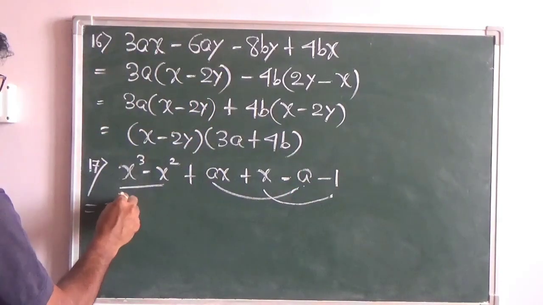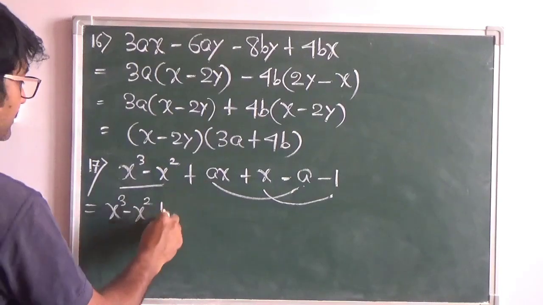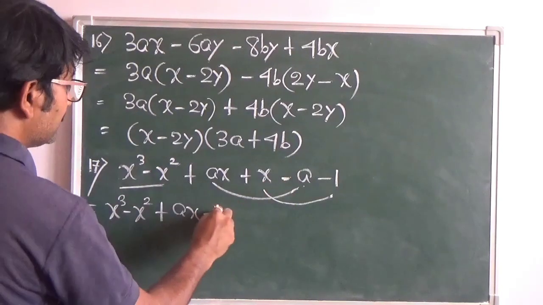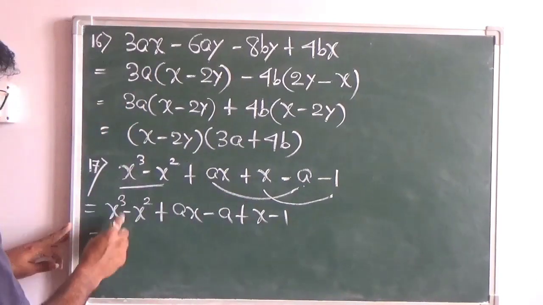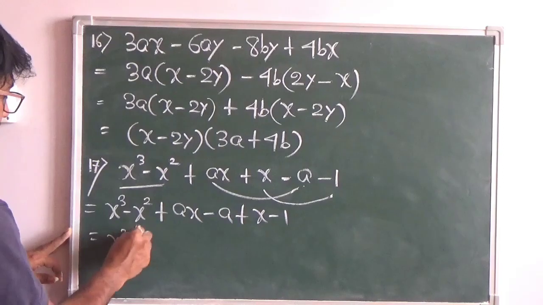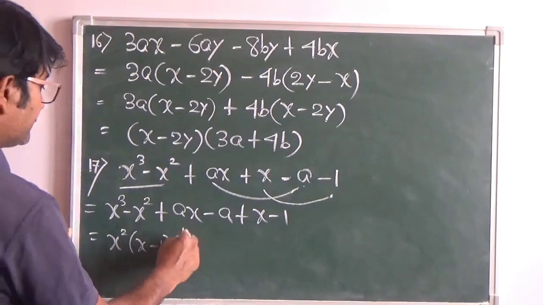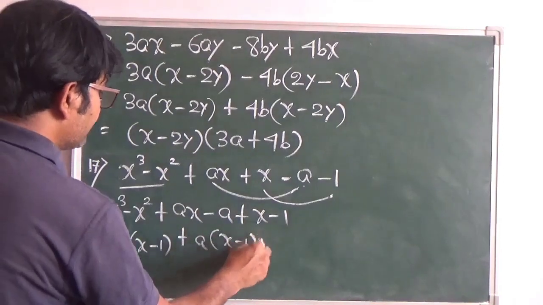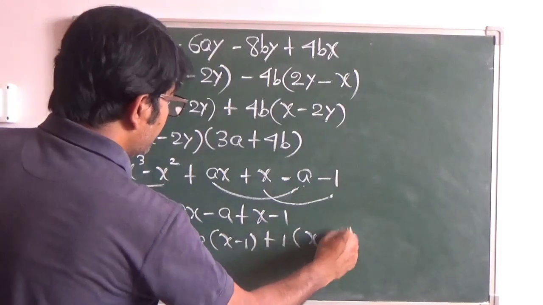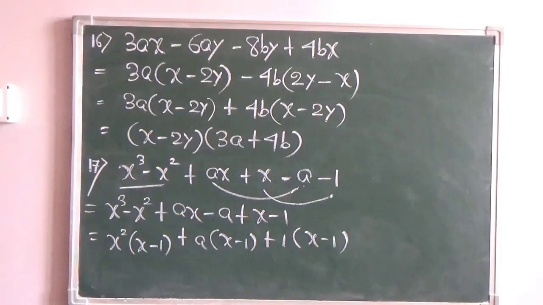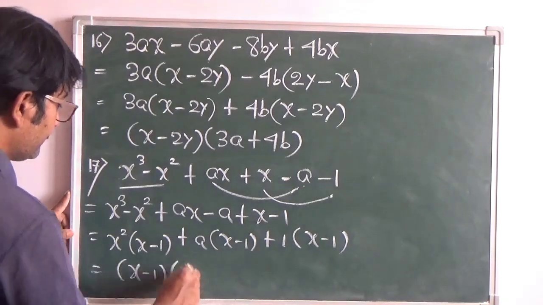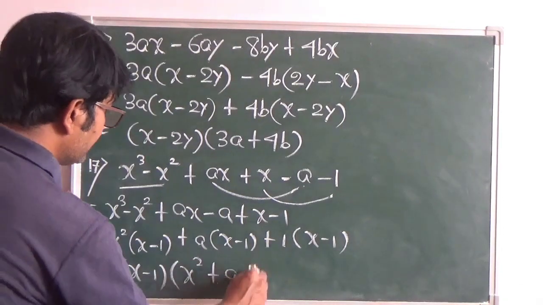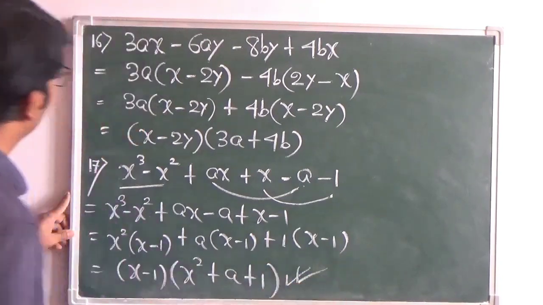First one is x cube minus x square, then plus ax minus a plus x minus 1. So from the first one we take x square common, we will be having x minus 1. From the second we take a common, we have got x minus 1. From third we take 1 common, we have got x minus 1. So you get x minus 1 common from all the three. So you take x minus 1 common, we are left with x square plus a plus 1.